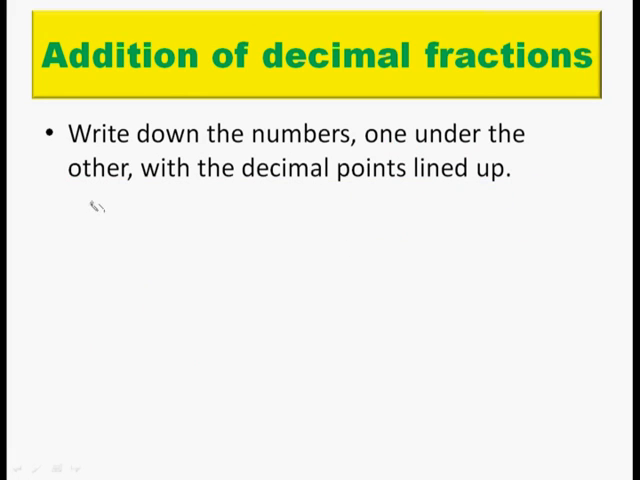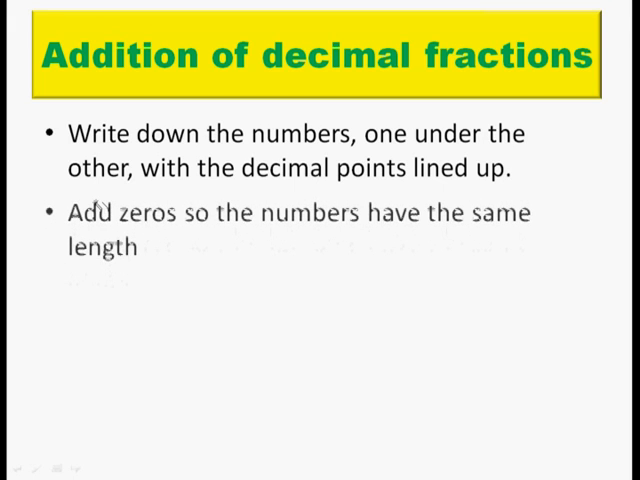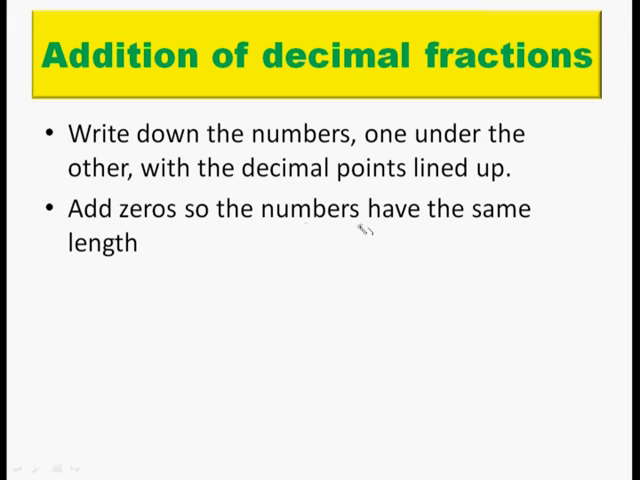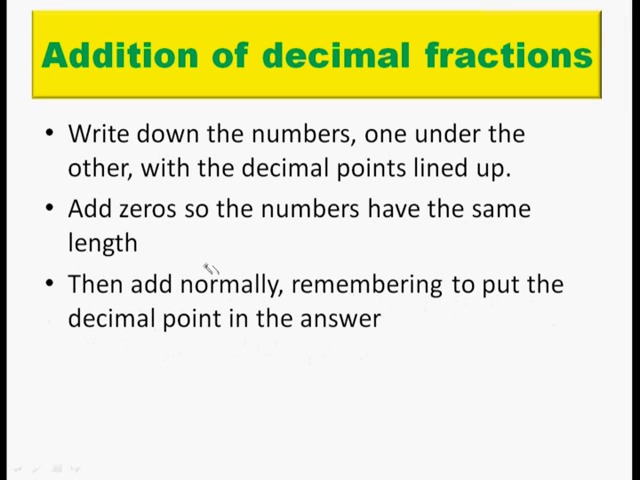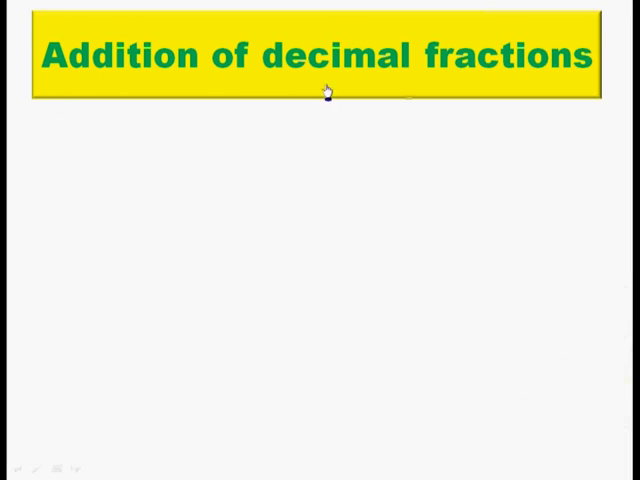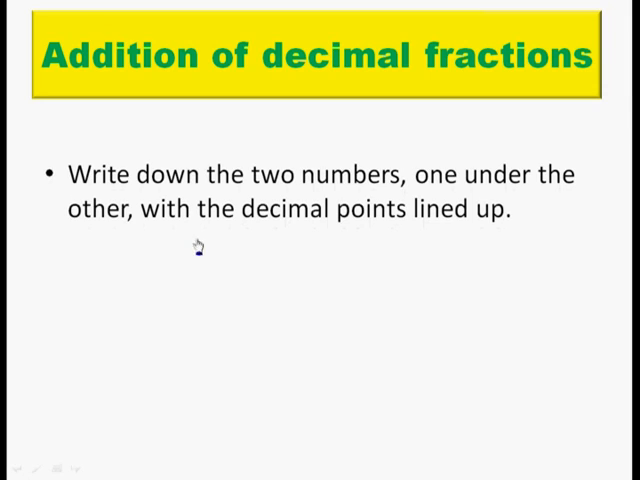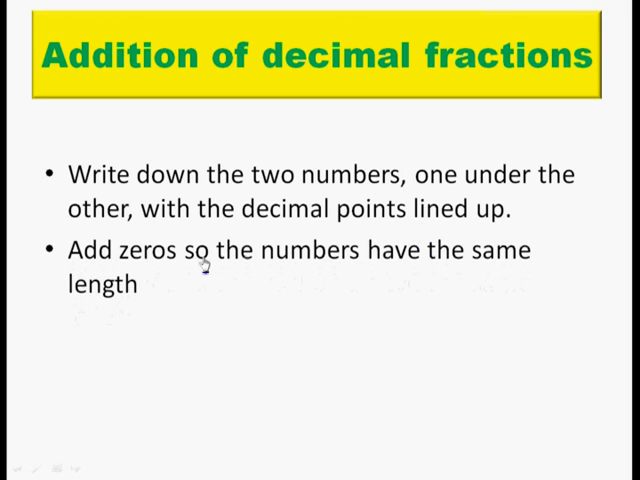Okay, so let's go to step number 2. So add zeros so the numbers have the same length. And you notice that I did that before. And then guess what? Then add normally, remembering to put the decimal point in the answer, which you saw in your example. Okay, so look at now addition of decimal fractions continued. Now, you're going to write down the two numbers, one under the other, with the decimal points what? Lined up. Add zeros so the numbers are the same length.